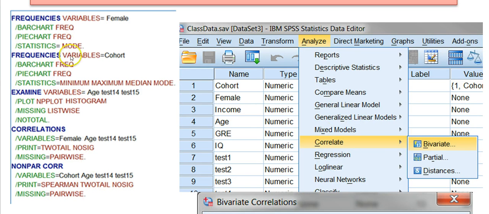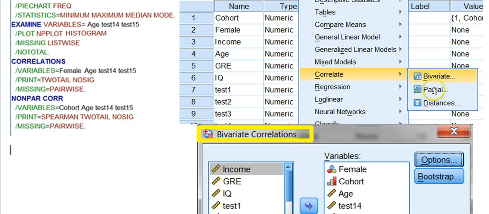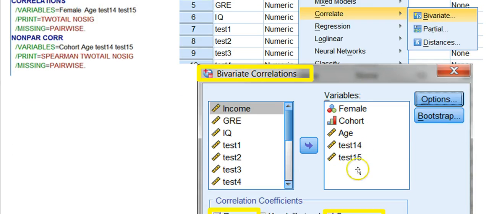Here's how you would get this syntax. Of course, you know how to get this top part, but here's how you get this bottom part. You go to Analyze, Correlate, and then Bivariate. You get a bivariate pop-up box that comes up, and you would put all your variables that you need to test into the variables box. You just simply move them over.